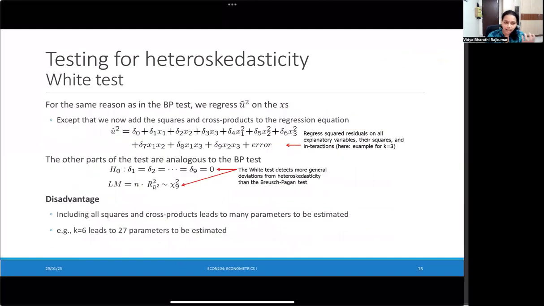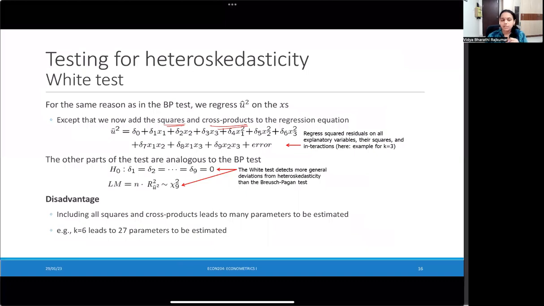Now, using a similar line of reasoning, we have another test coming from the econometrician White, and the test is named after him. It's called the White test. So we're going to regress u hat square on all of the x variables. In addition to just the x variables, we're going to also add the squares and cross products of the different x variables into our regression equation.